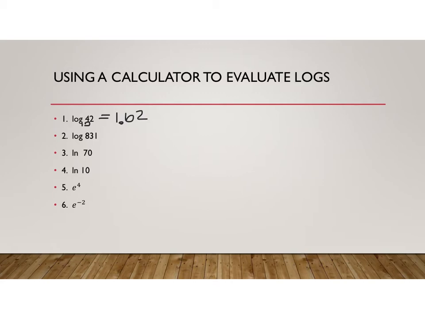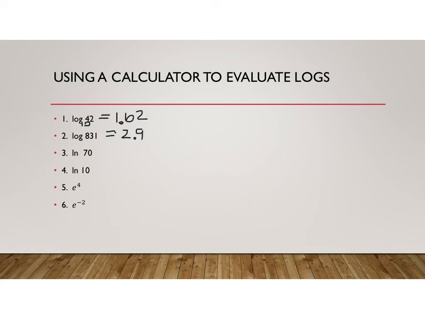Log of 831, I would think right away, well, it's between 100 and 1,000, so it's got to be between 2 and 3. And the log of 831 is approximately 2.9. That means 10 to the 2.9 power is about 831.